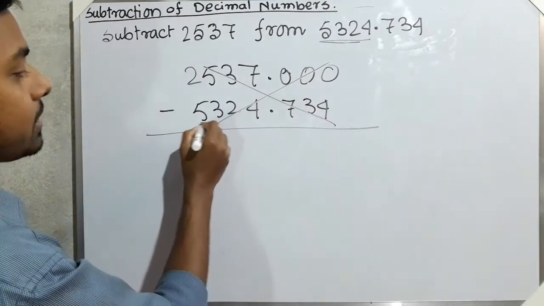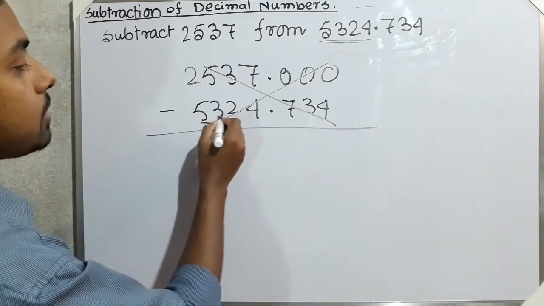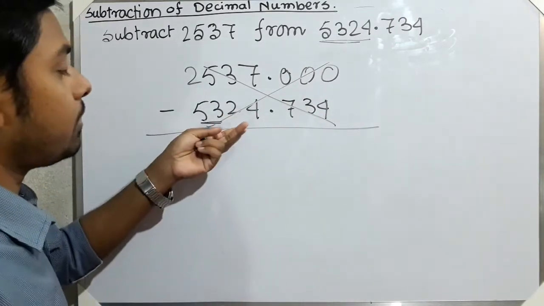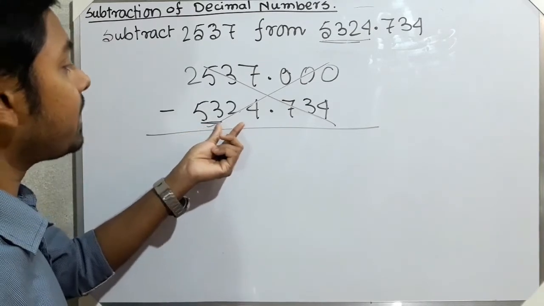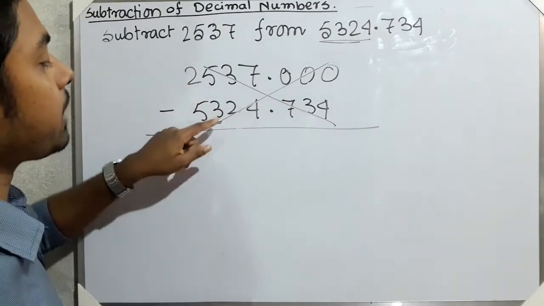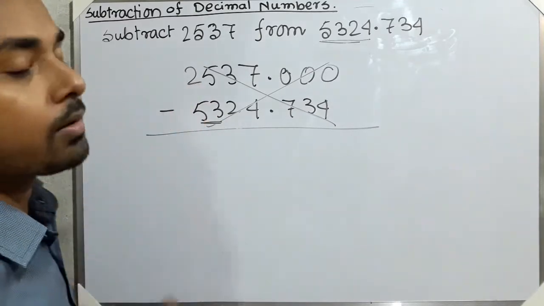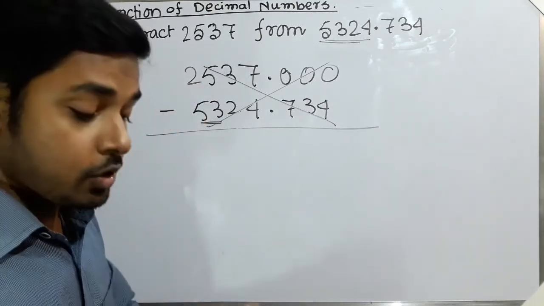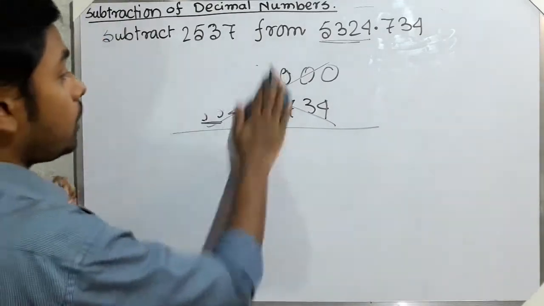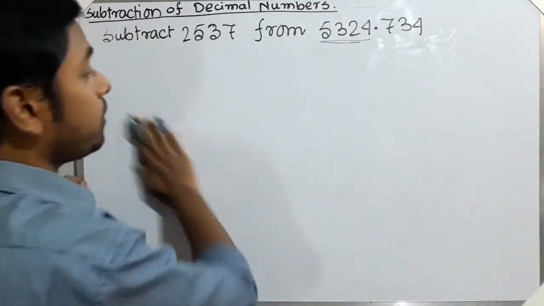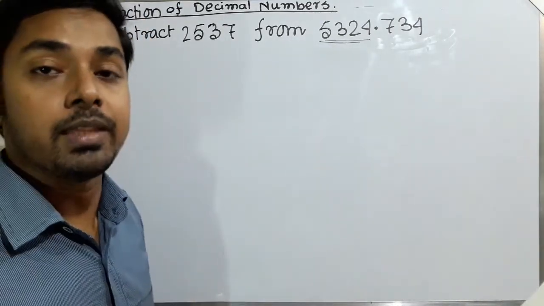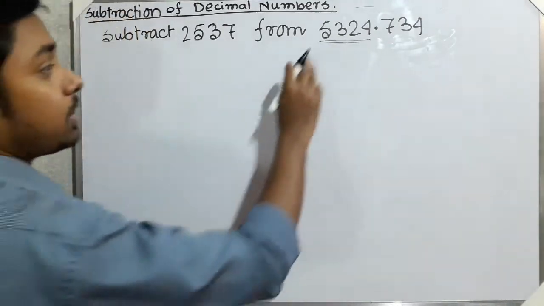Why? Because 5324 is the biggest one. This number is bigger than this number, so we cannot subtract the bigger number from the smaller number. We cannot do it. So you should read the question very carefully first, then start to solve it.